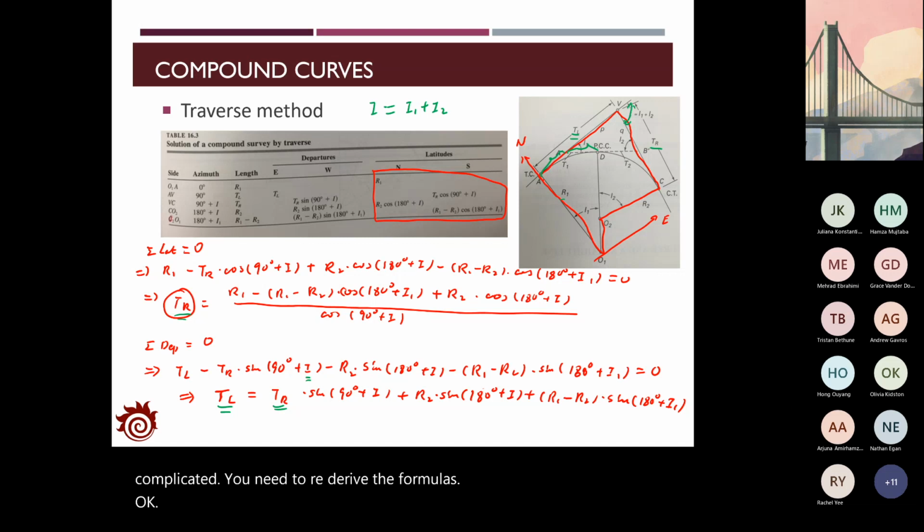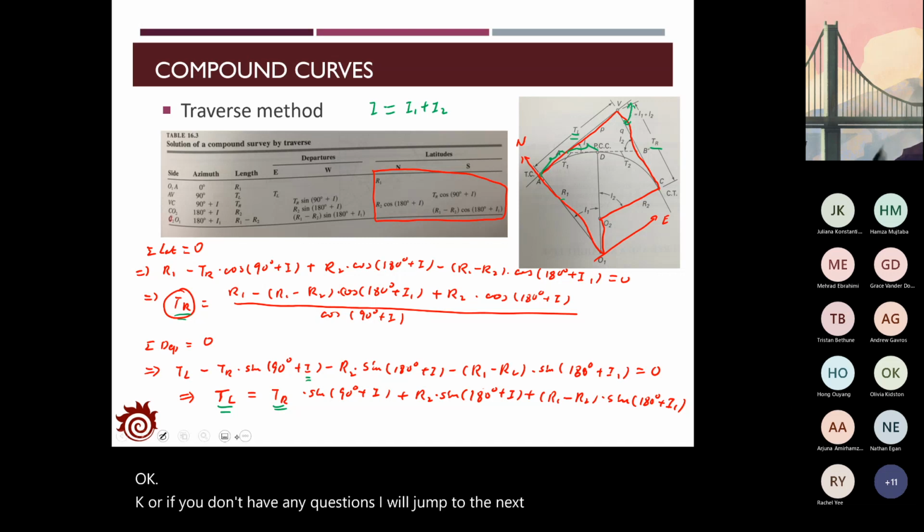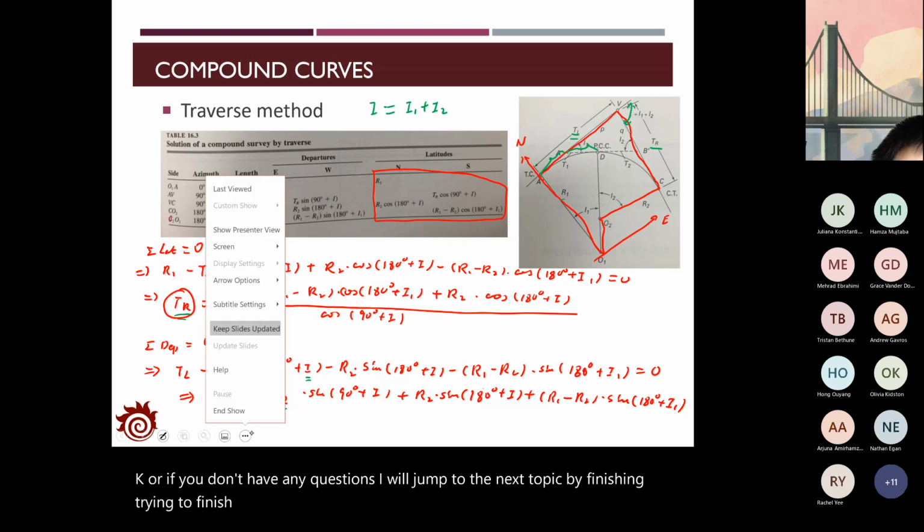Okay. If you don't have any questions, I will jump to the next topic by trying to finish the horizontal curve.